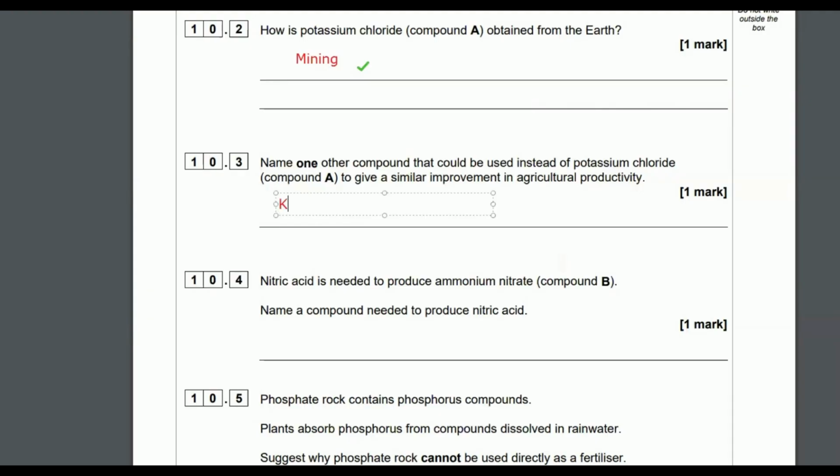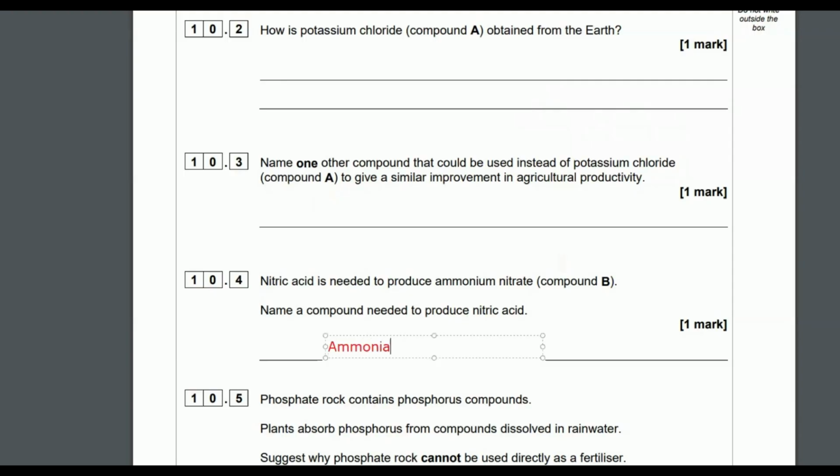So they'll accept any potassium compound. I just had potassium hydroxide or carbonate up there, or potassium nitrate. So any potassium compound they'll accept. But the one they're really looking for is potassium sulfate. Okay, they won't accept potassium chloride because that is in the question.